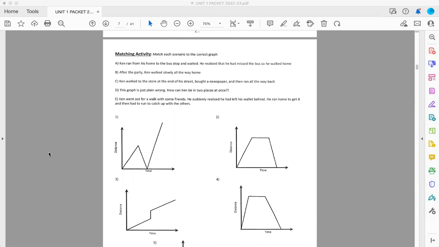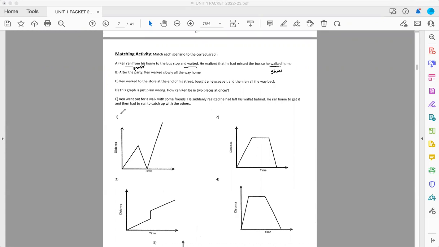Option A says Ken ran from his home to the bus stop and waited. He realized that he had missed the bus, so he walked home. So I want you to identify keywords here real quick. First, he runs. So the first part, there's running, which means a steeper slope. And then he waits, which means that we have some sort of flat area. And then he realized that he missed the bus, so he walked. So this is kind of slow here, versus here, ran is fast. So fast is steep, and slow is not as steep.